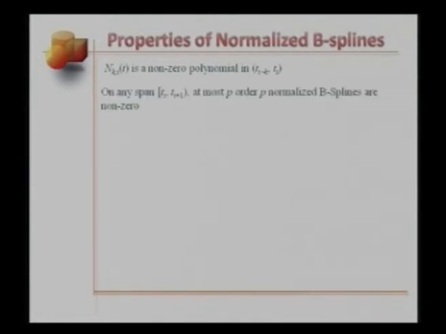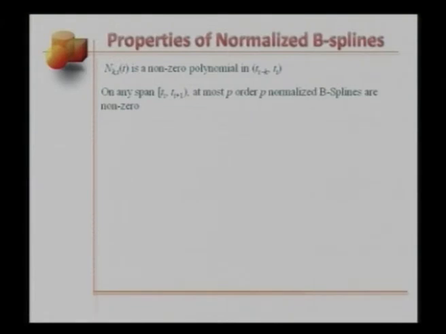We continue with the properties of normalized basis spline functions. Nki of t is a non-zero polynomial in ti minus k, ti. This should be closed interval and this should be open interval. This is very clear. This comes from the standardization condition that the area under the basis function Nki of t is non-zero. The next one, and this is an important one, I would want your attention here. On any span closed ti, ti plus 1, at most p order p normalized B-splines are non-zero.